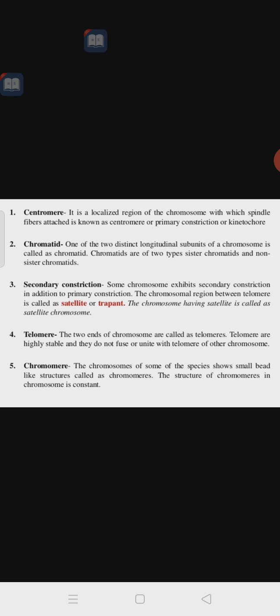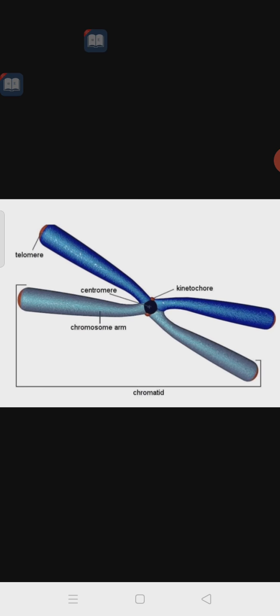The chromosome having a satellite is called a satellite chromosome. If it is present, then it is the satellite chromosome. Second, telomere. The two ends of a chromosome are called telomeres. This is the telomere region.